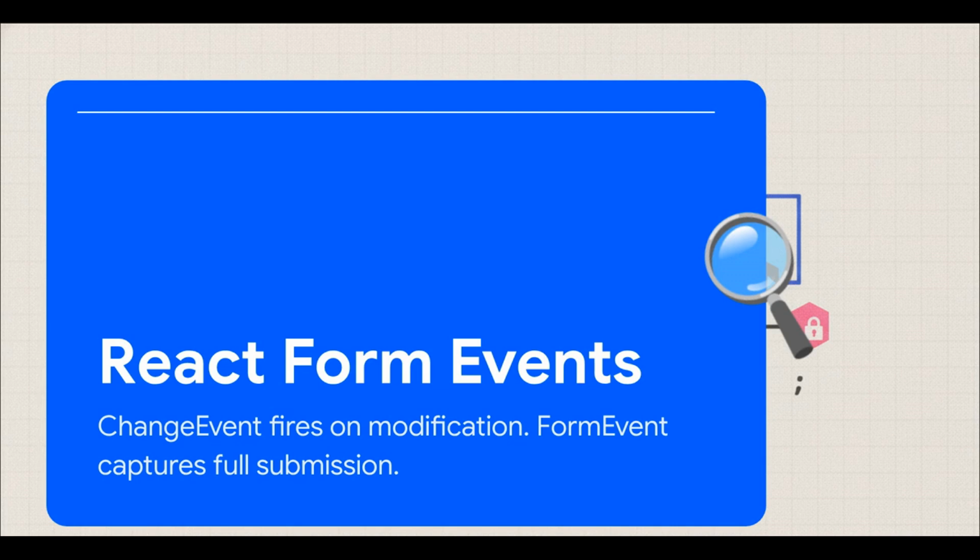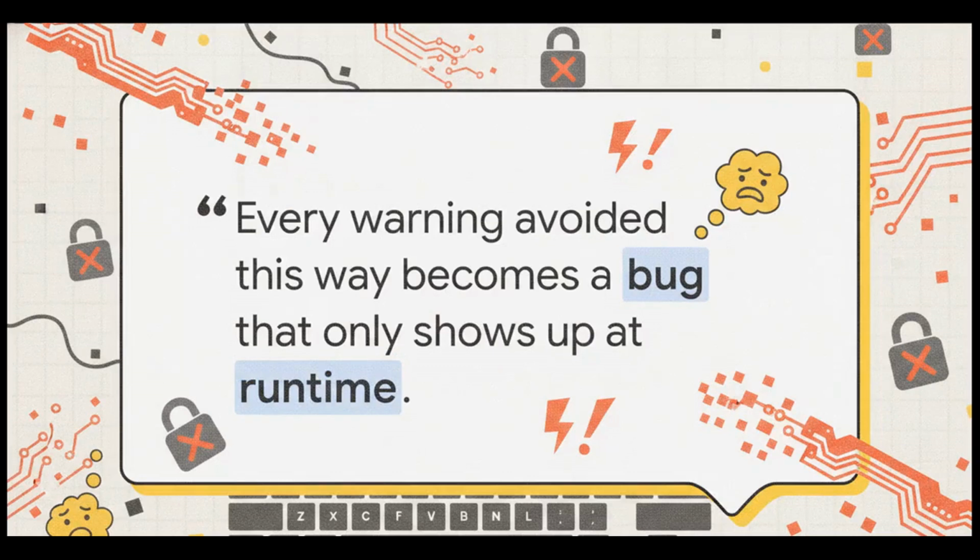If you mix these up or fail to type your handlers correctly, you lose all the powerful autocomplete and compiler assistance that TypeScript offers. You might accidentally try to read a specific text value off a form submission event, which will absolutely cause a runtime crash. Silencing the compiler with any hides bugs until runtime.